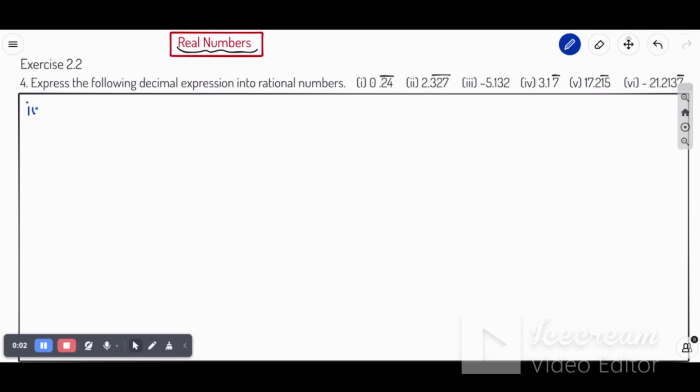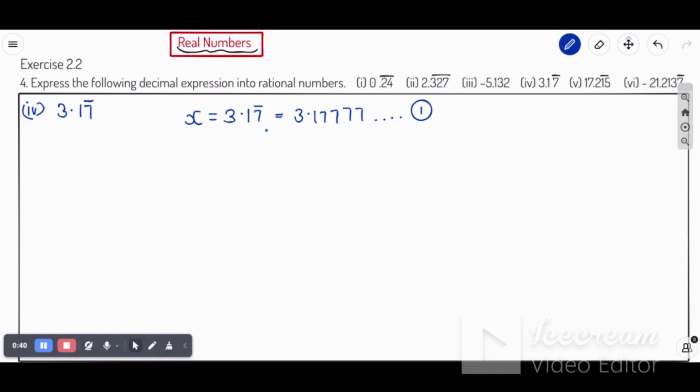So let's move on to the fourth part of this question. The fourth part is 3.17 bar. Here, if you see, 7 alone has the bar, which is the recurring. So 7 alone is recurring. So your question will go like this. So it won't get your 1 here. So we have to be a little careful when we write our questions. So let us take this as x. x is equal to 3.17 recurring, which means your x is nothing but 3.1777, it goes on like this. So let us take this as our first equation.